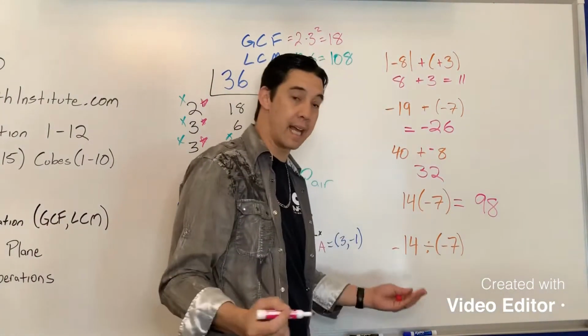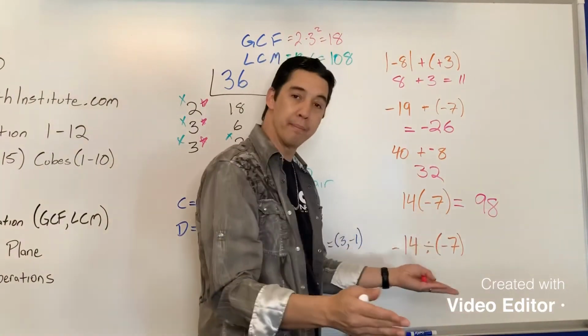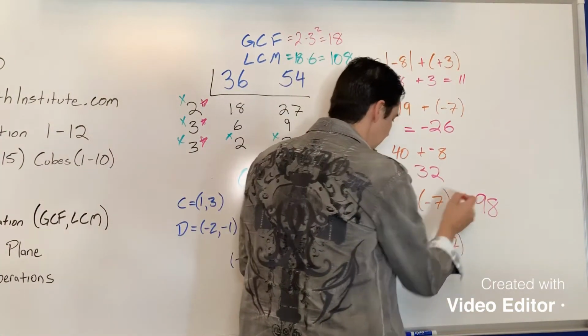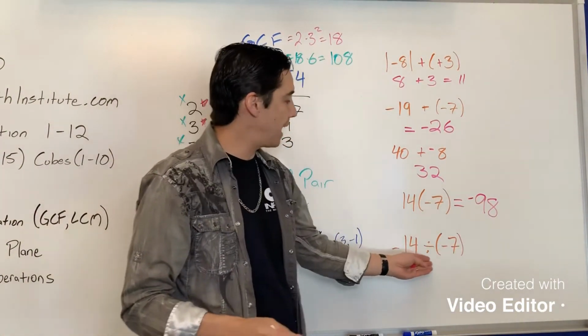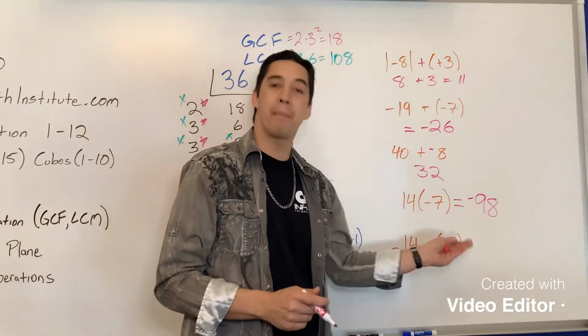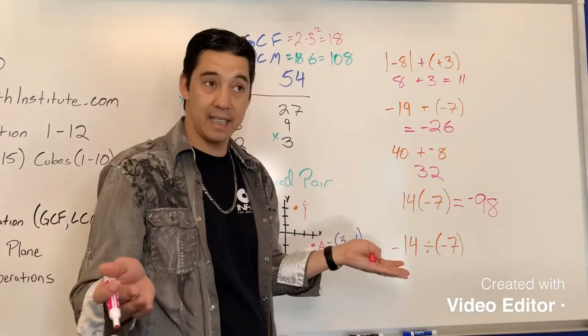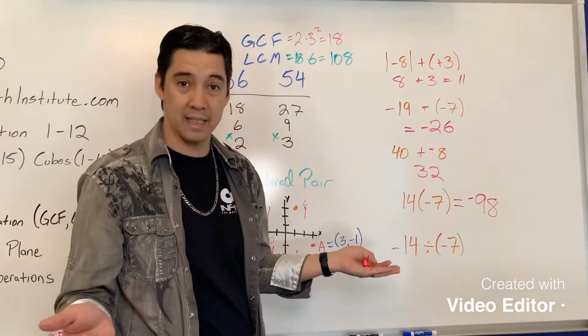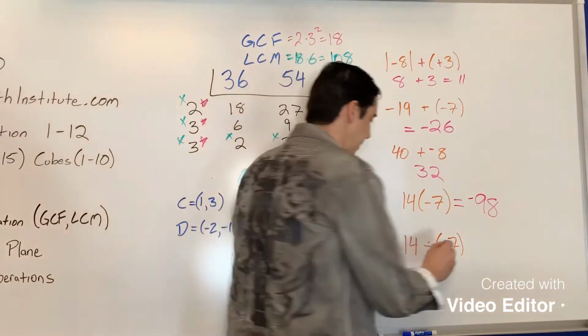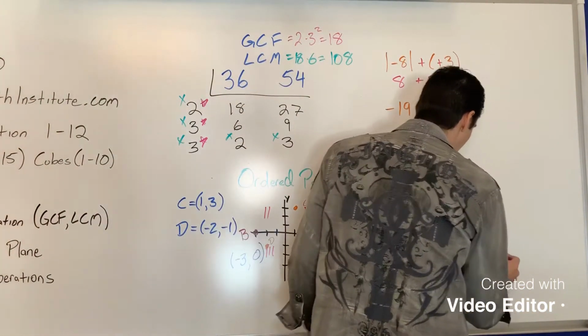Is it positive or negative? Well, the signs are different, so it's negative. Now -14 divided by -7: the signs are the same, therefore it's going to be positive. 14 divided by 7 is 2.